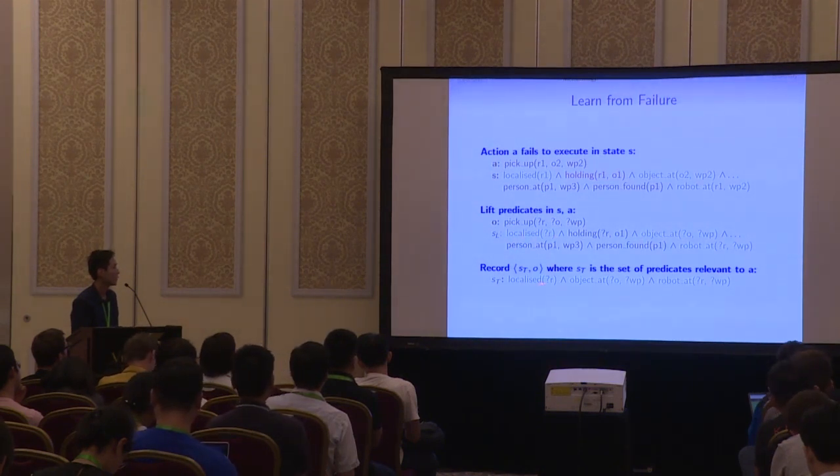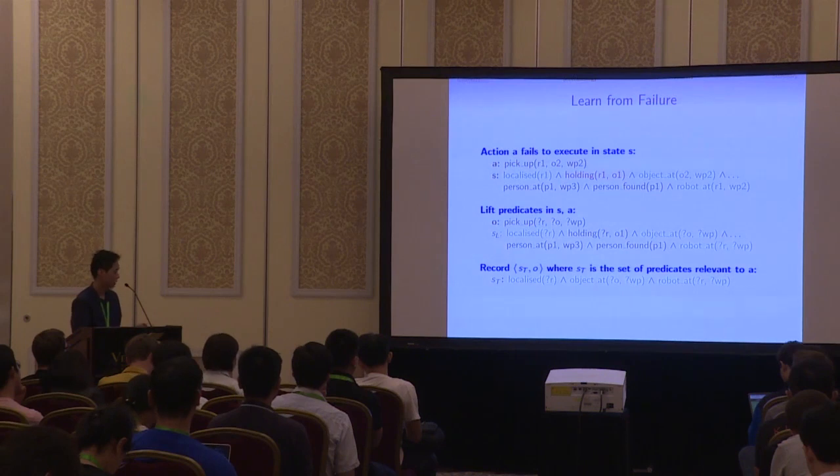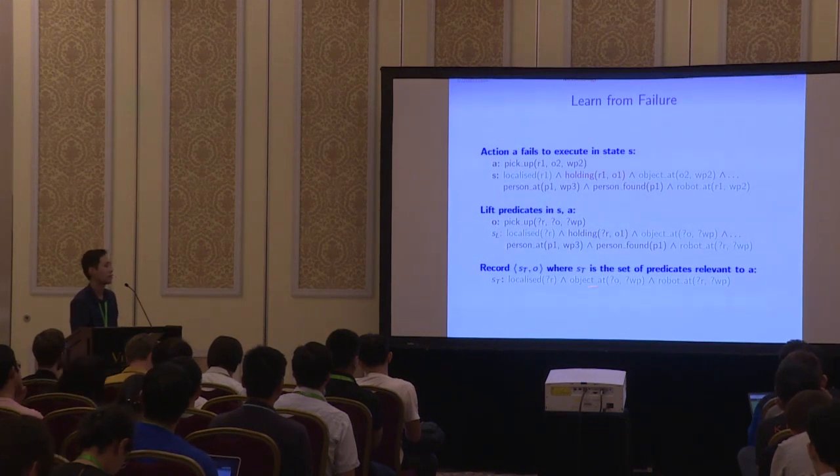The relevant predicates are basically predicates that could possibly be in the action model. So we record this failed instance, and because we lifted the state representation, this failed instance could still work even if the objects in the planning domain change.